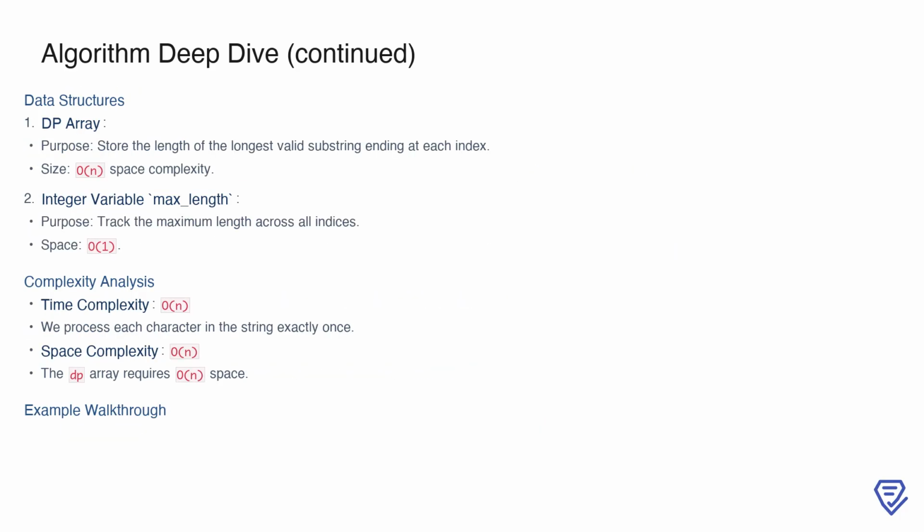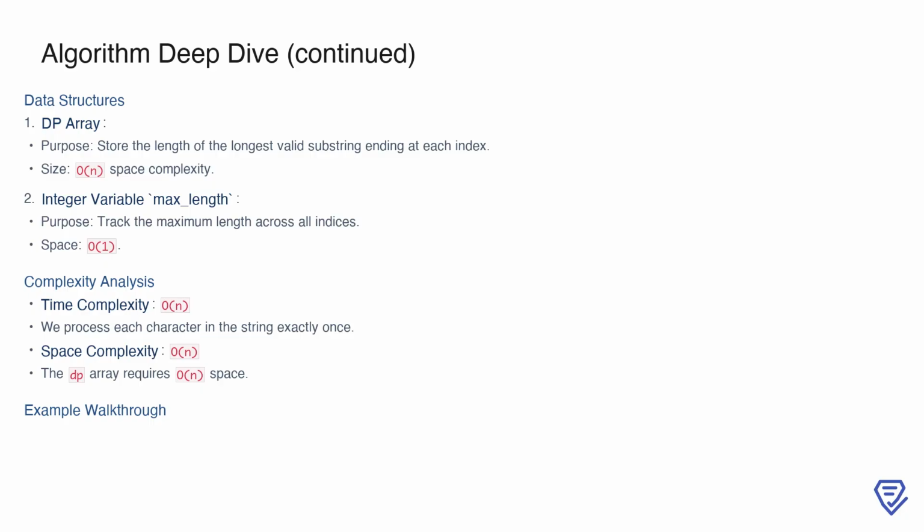To implement this approach, we rely on two key data structures, the DP array and an integer variable max_length. The DP array stores the length of the longest valid substring ending at each index, requiring O(n) space where n is the length of the string. The variable max_length tracks the maximum length found during the traversal, and it has a constant space requirement.